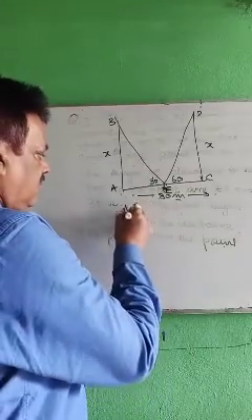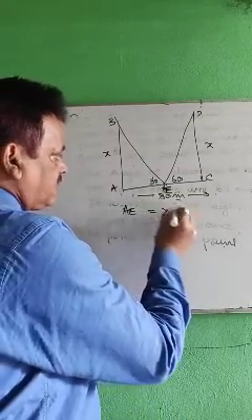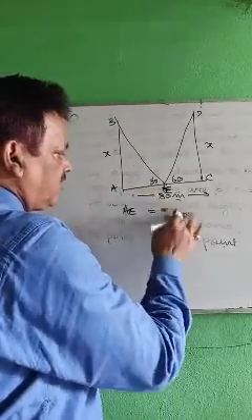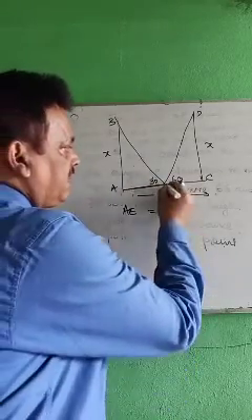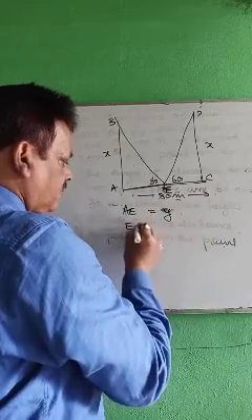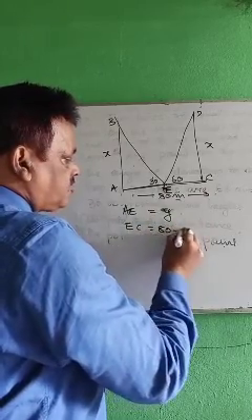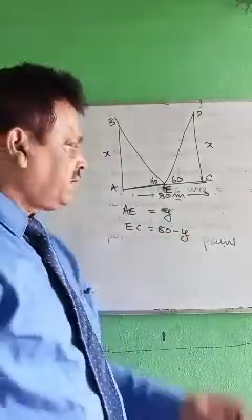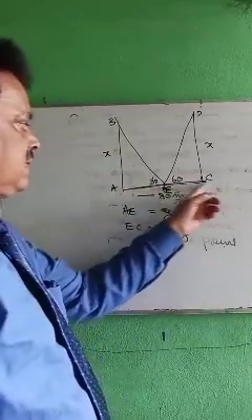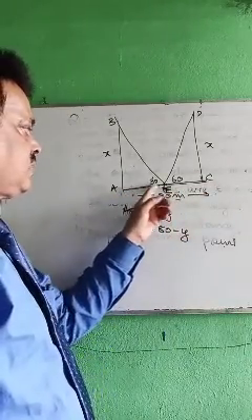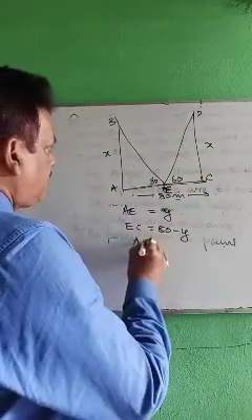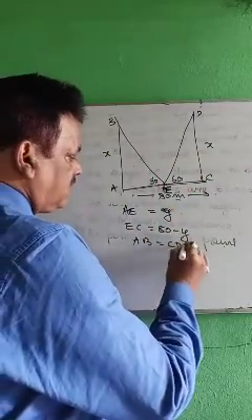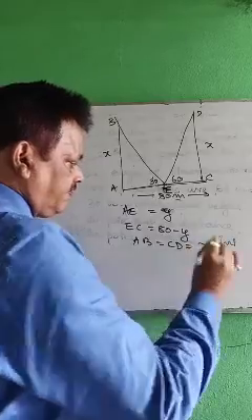Suppose AE equals to Y. This one I have taken as Y. Then what will be EC? Now 80 minus Y. Why 80 minus Y? Because total is 80. So if this is Y, then this is 80 minus Y, this is X. So AB equals to CD, that is X.